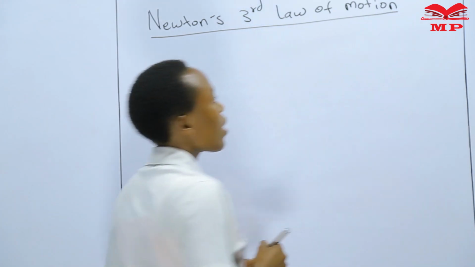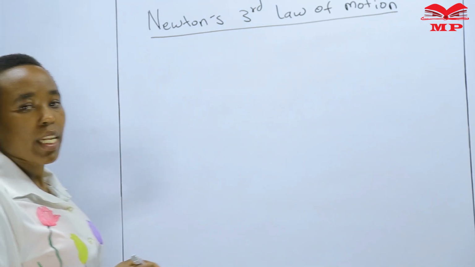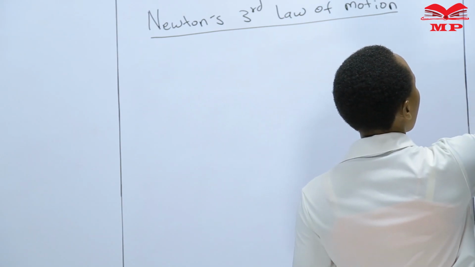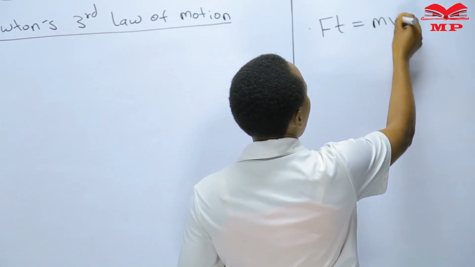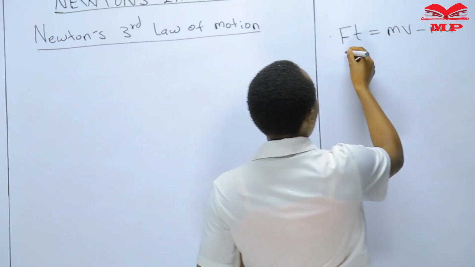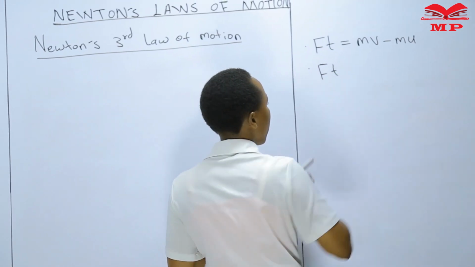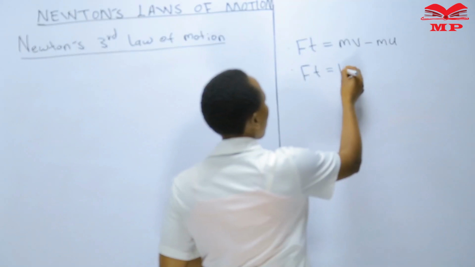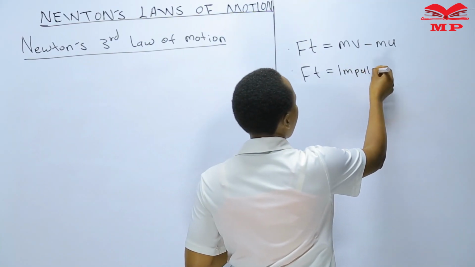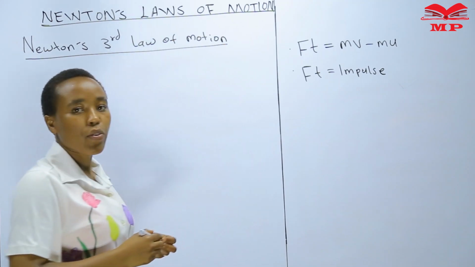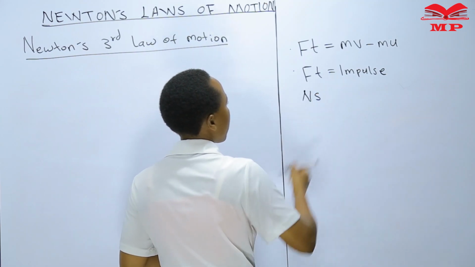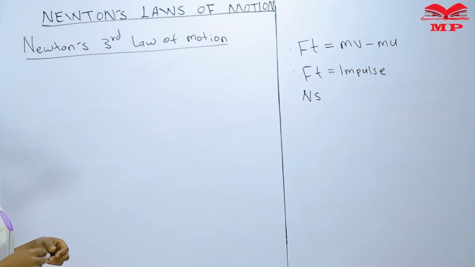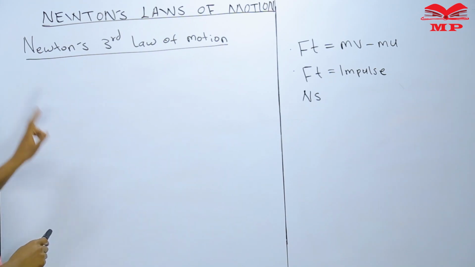We have been looking at the first law and the second law. In the previous lesson, we looked at impulse. We got the relationship between impulse and momentum, whereby we said it is equal to the change in momentum. The impulse is given by the product of force and time, and the SI unit of impulse is Newton second. Therefore, another unit for momentum is also Newton second. So I'd like us to look at Newton's third law of motion.